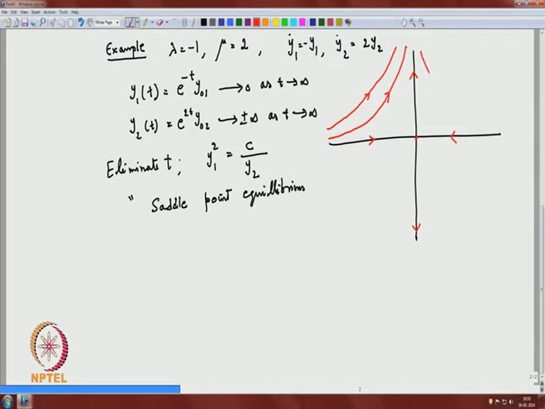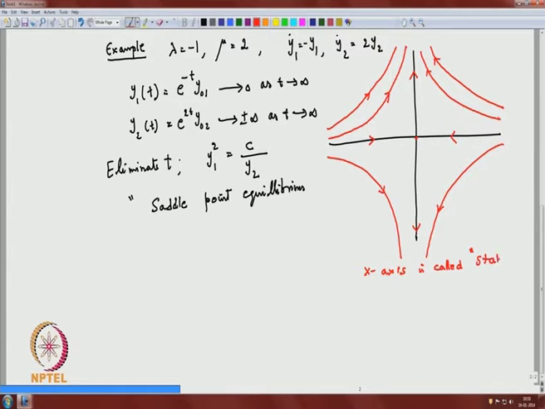If you plot here, this will be like this, this will be like this. You have only certain cases; I will draw the entire thing, and after that you should plot it accordingly. So, if you look at it, the x axis is called the stable subspace.